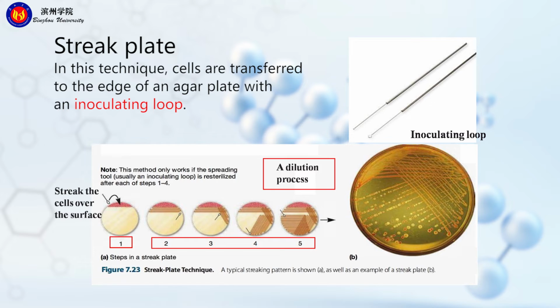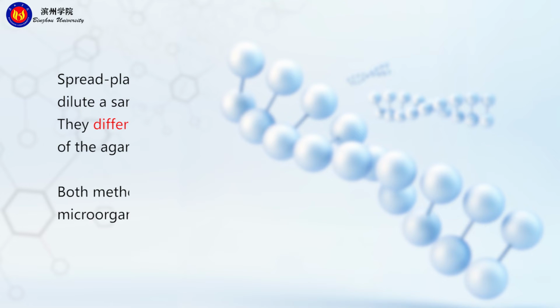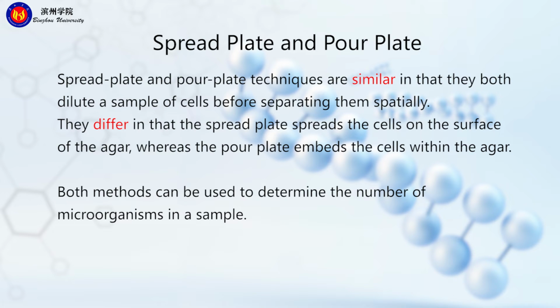Eventually, very few cells will be on the loop, and single cells will drop from it as it is rubbed along the agar surface. These develop into separate colonies. On the picture on the right, you can see separate colonies. Then let's talk about spread plate and pour plate.